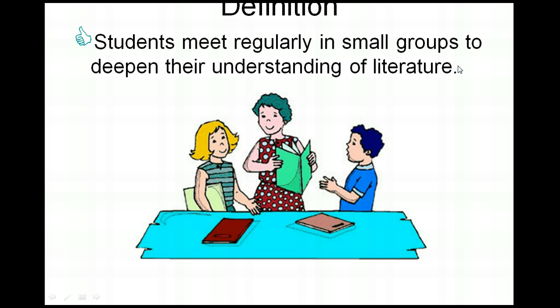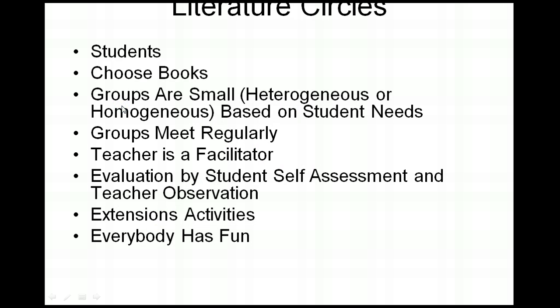Now, I've come up with my own definition, and that's students meet regularly in small groups to deepen their understanding of literature. And this regular meeting could take place face-to-face or online, the way we're going to be doing it in our class. So what are some of the features of literature circles? Well, obviously you need students, which you qualify for that. Sometimes students choose books, but that is not always practical, especially in this class where I've selected the book.